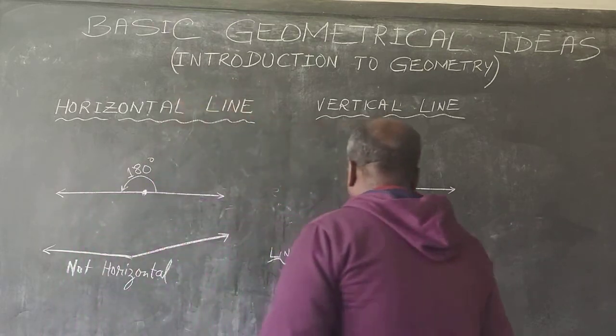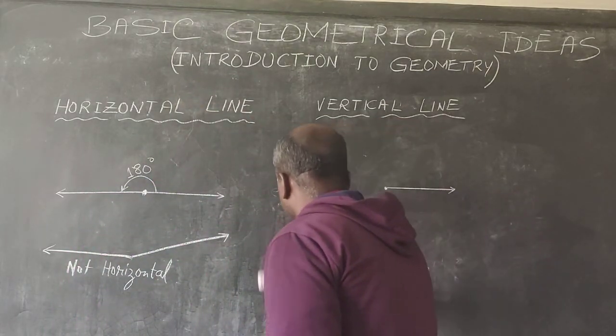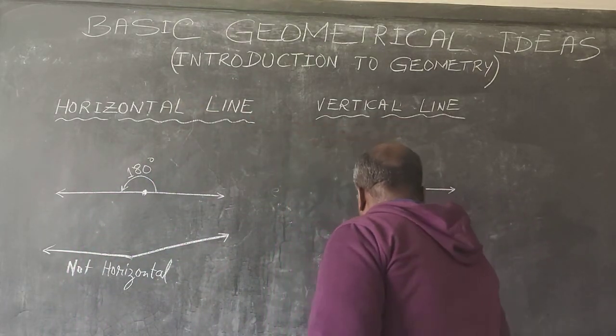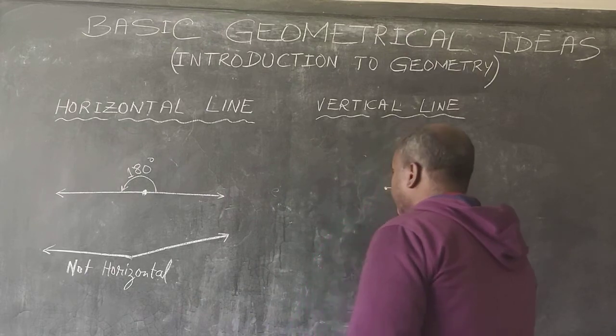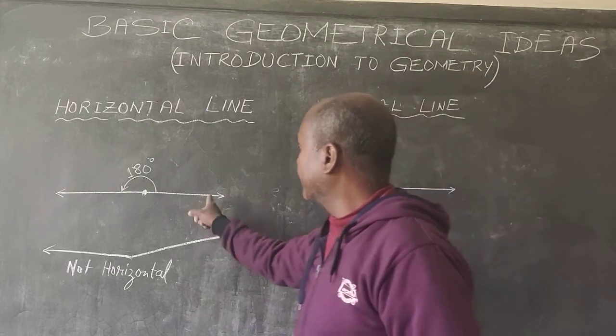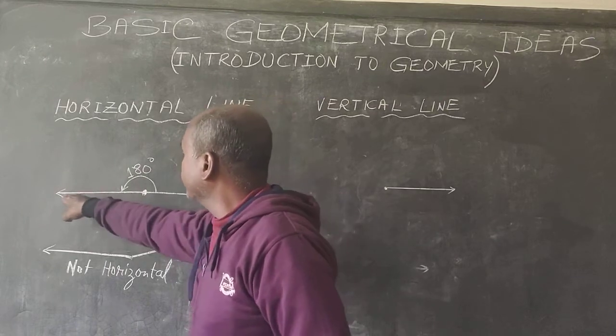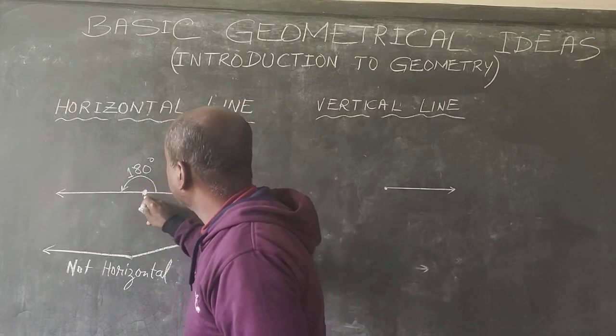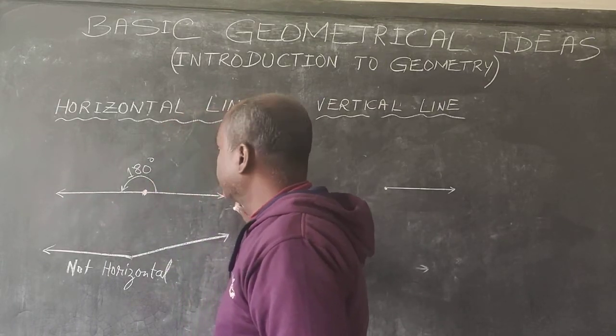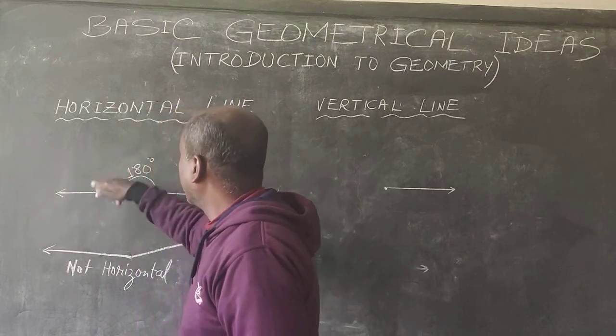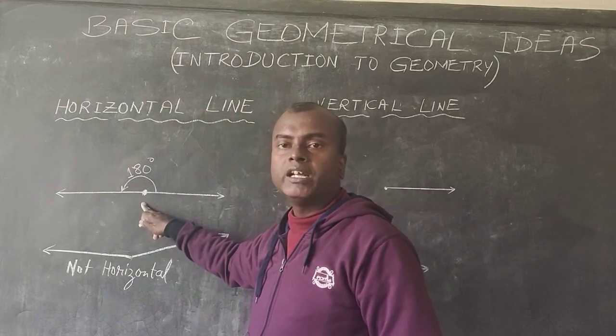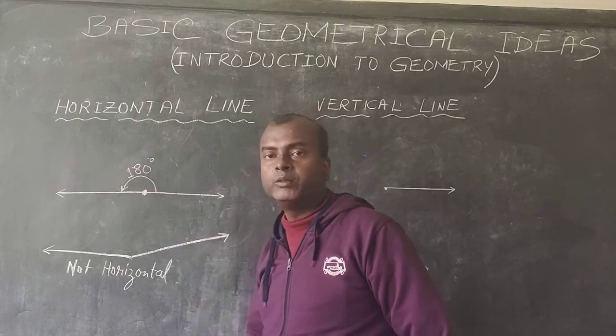So now, coming back to our topic, that was vertical line. So these rays that we have, here two rays. This is the starting point. From here one ray is going this way, another ray is going this way, and both of these rays make what kind of angle? 180 degree angle with each other.